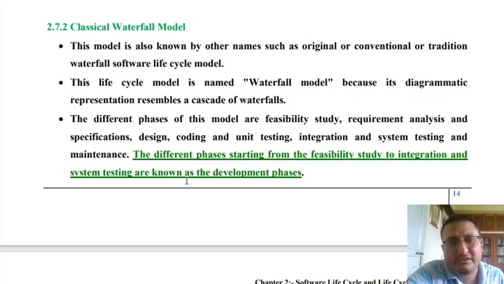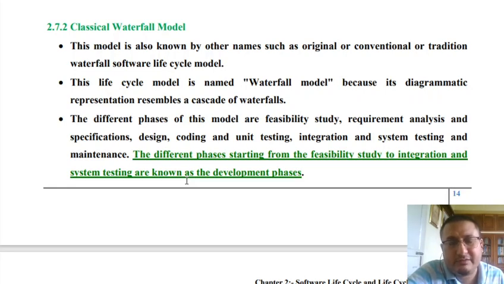The classical waterfall model has various life cycle phases in it. The life cycle phases are feasibility study, requirement analysis and specification, design, coding, unit testing, integration and system testing, and maintenance. Again, I'll repeat it. The various phases in the classical waterfall model are feasibility study, requirement analysis and specification, design, coding, unit testing, integration and system testing, and maintenance.